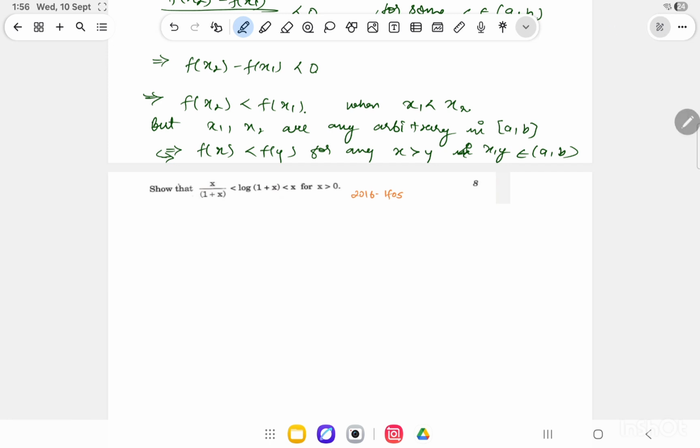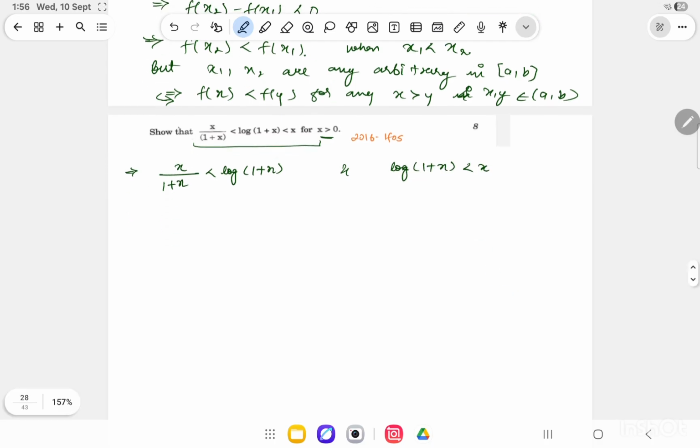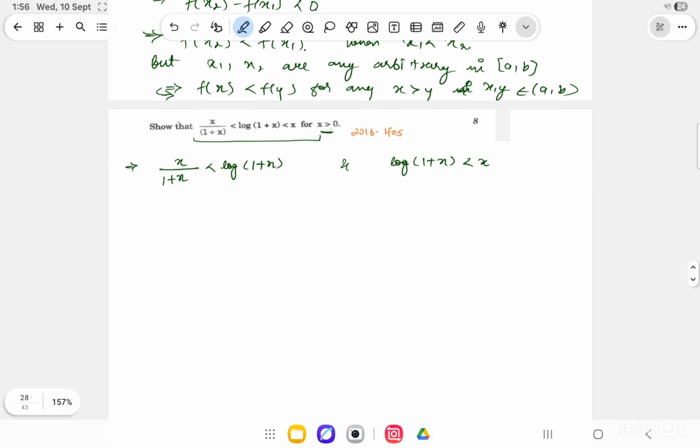So in this question we are supposed to prove this relation where x is greater than 0. To prove this relation it's enough to show that x/(1+x) is less than log(1+x), and likewise the second relation, that is, log(1+x) is less than x.